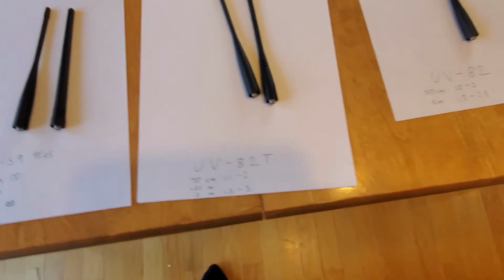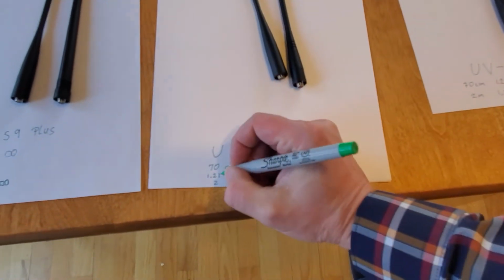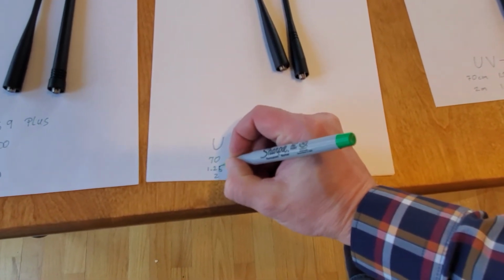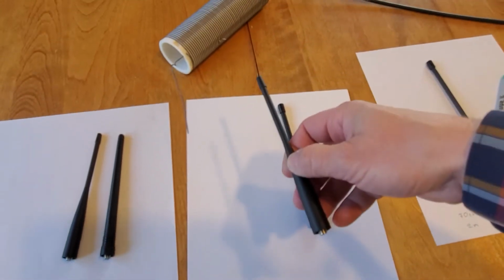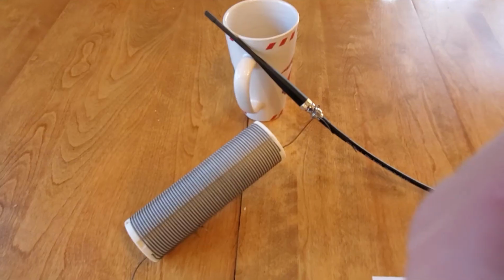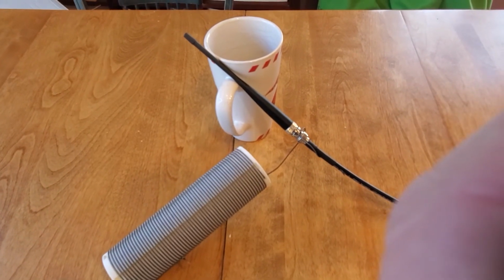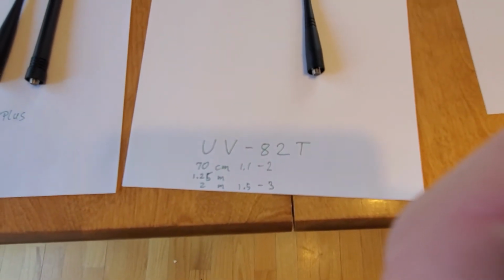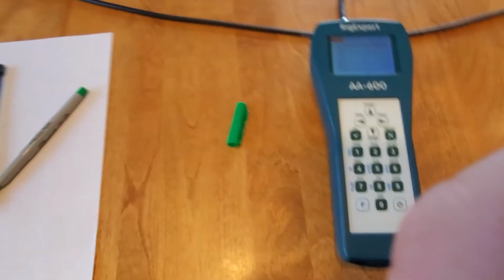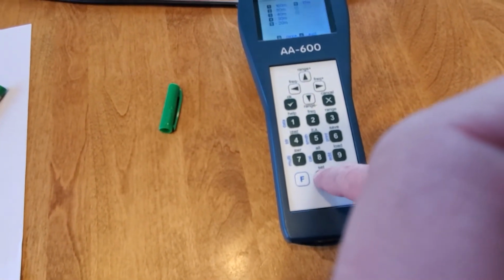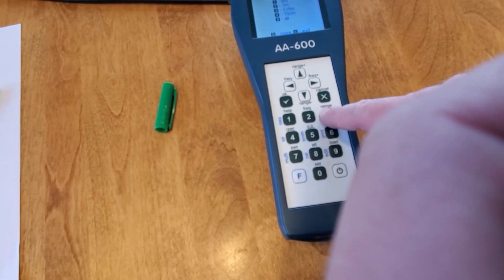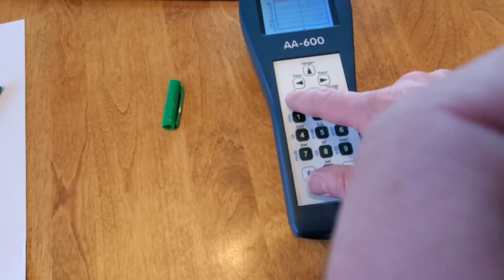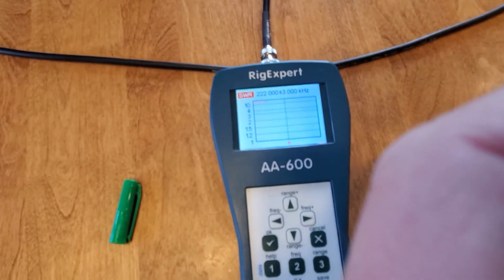Let's go ahead and test the 1.25, let's correct this here, antenna. Let me install that and run the SWR on it. Okay, the antenna is installed. So that was for the UV82T. And we'll go over here and choose the band. Let's take 3 for 1.25 and run the scan.